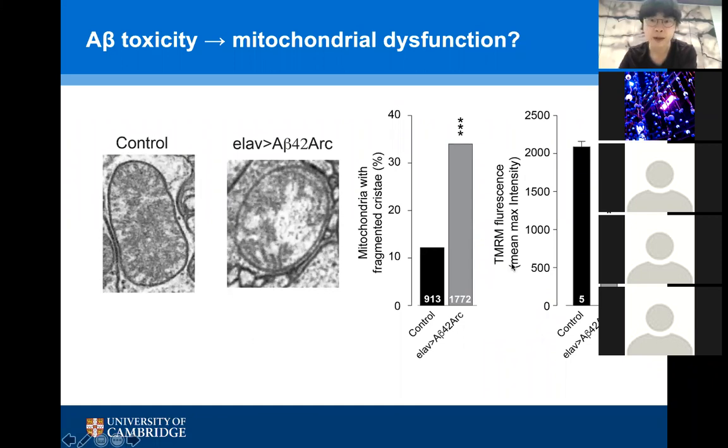And indeed, after some quantification, we do see that the diseased flies have a high proportion of fragmented mitochondria with fragmented cristae. To follow up and validate this observation, we used TMRM, a dye that fluoresces and correlates with mitochondrial membrane potential. Membrane potential is very important for mitochondrial function, so it could be a readout of it. And we indeed see that flies overexpressing amyloid beta have decreased mitochondrial membrane potential, which suggests, again, that they have some dysfunction in their mitochondria.